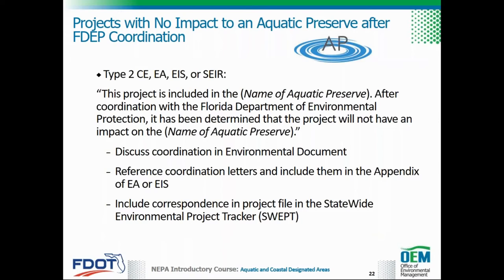For Type 2 CE, EA, EIS, or SEER project with no impacts to aquatic preserves, state in the document, this project is included in the name of aquatic preserve. After coordination with FDEP, it has been determined that the project will not have an impact on the name of aquatic preserve. Coordination should also be discussed in the environmental document. Reference coordination letters and include them in the appendix of an EA or EIS. Include any correspondence in the project file in the statewide environmental project tracker, or SWEPT.